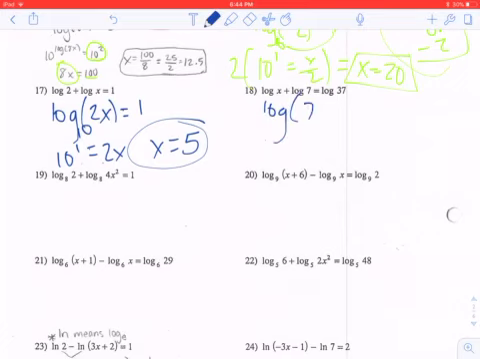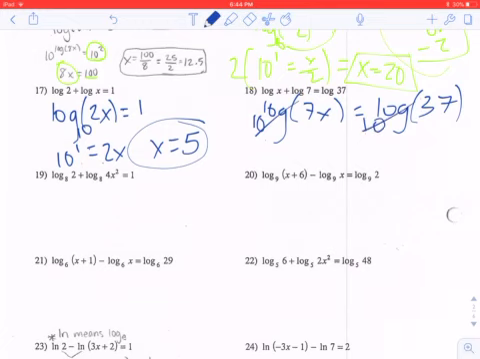Log of 7x equal to log of 37. If I simplify both sides now, we can raise both sides with a base of 10. 7x equals 37. You can leave that as a fraction if you'd like to. 37 over 7.